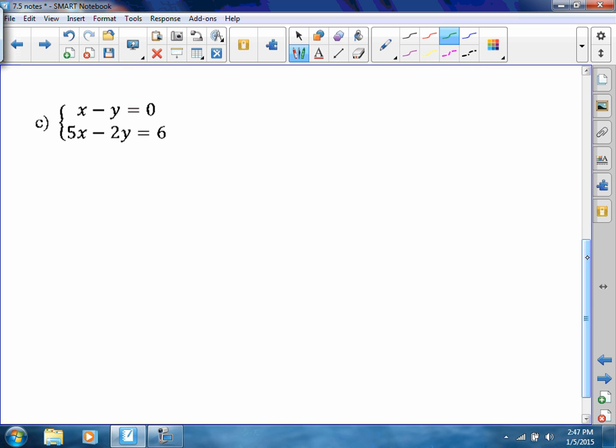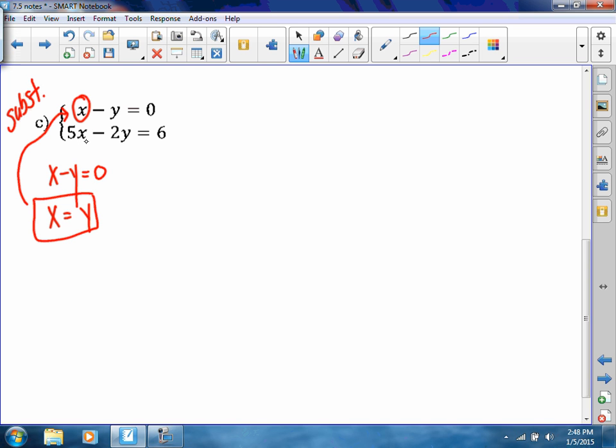Okay, and we have one more here. This system, let's do substitution with this one, just because we want to keep practicing that skill. And because we have some variables that are by themselves, so I have an x and a y, I'm just going to solve this top equation for x though, and then I'll substitute it into the other equation. So if I solve that for x, I'm just going to add the y over, so x equals y. So that is this top equation.